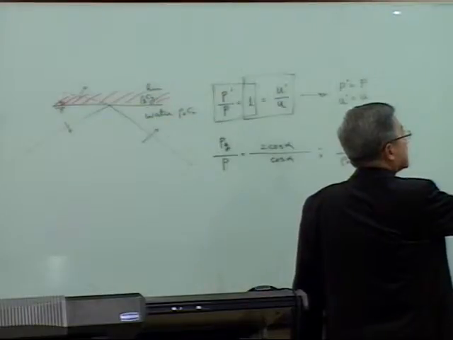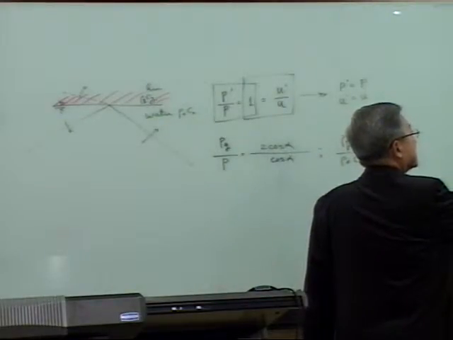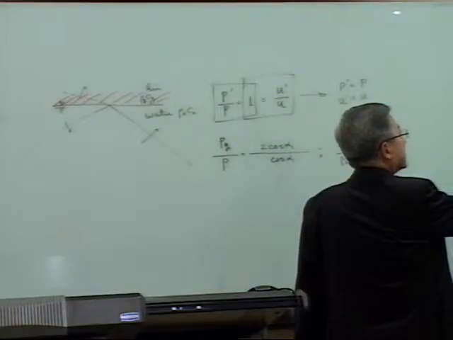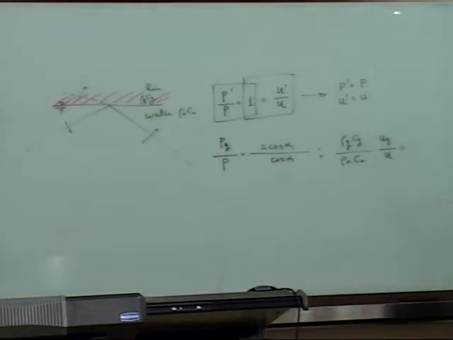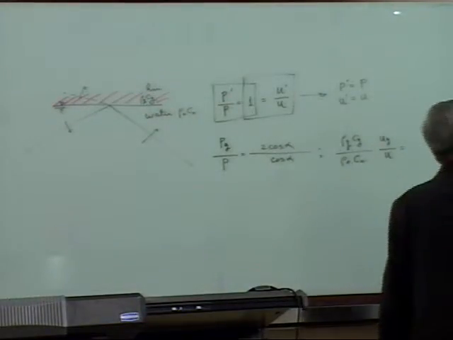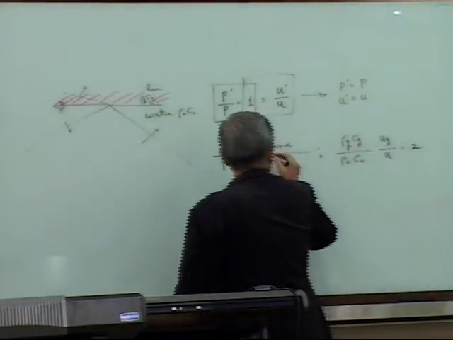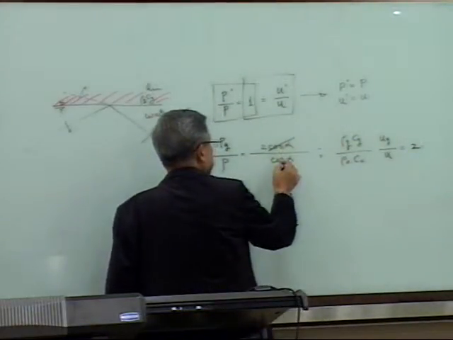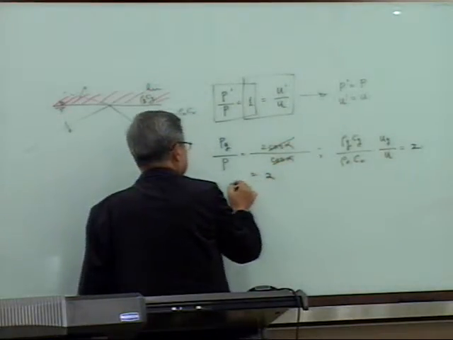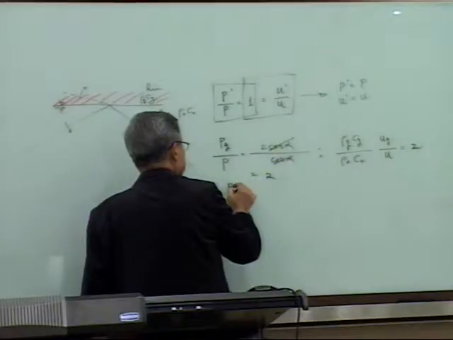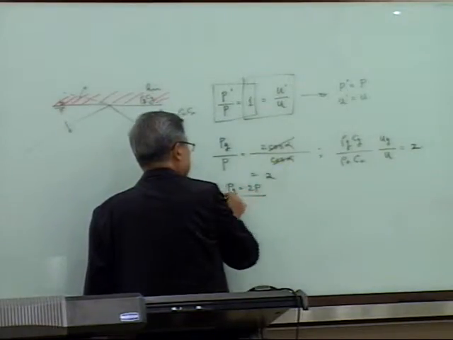Which is simply equal to... Is it correct? Yeah, cosine of cosine is simply 2, isn't it? So look at this. I'm going to just zap it. This is of course 2, which means from here Pg is equal to twice of P.